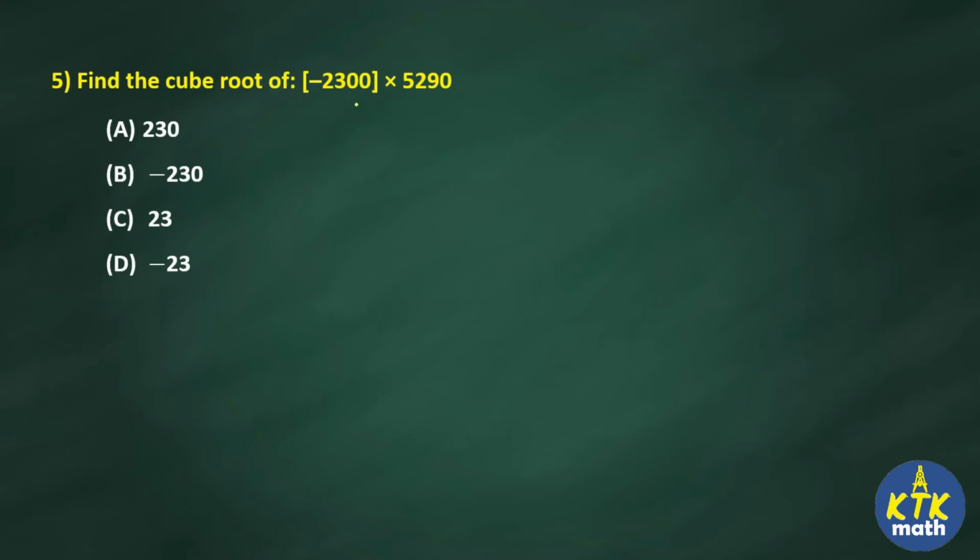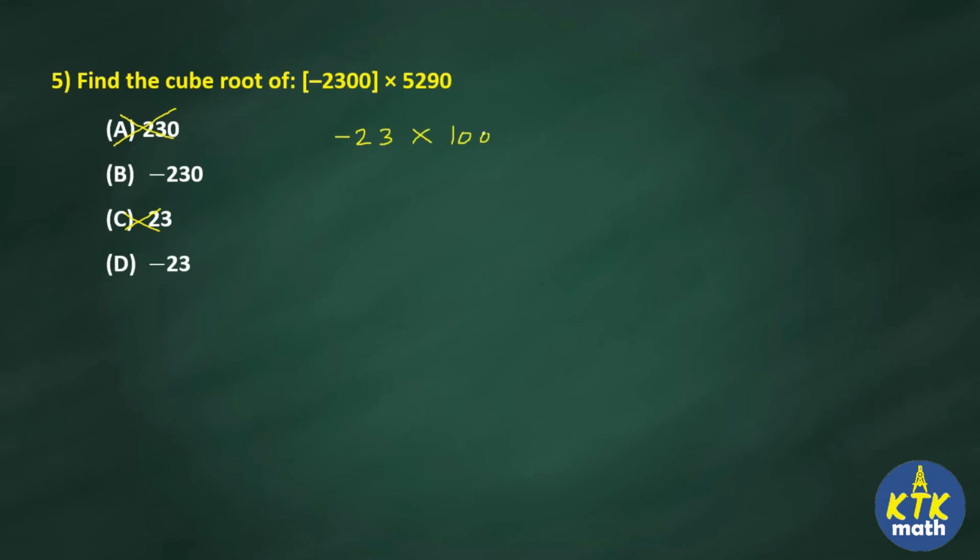Minus 23. So the cube root of a negative number is going to be again a negative number. Therefore option A and option C are not going to be your answer. I am just filtering the options. So it's going to be either B or D. Now in what way am I going to do this? It's a very simple one.